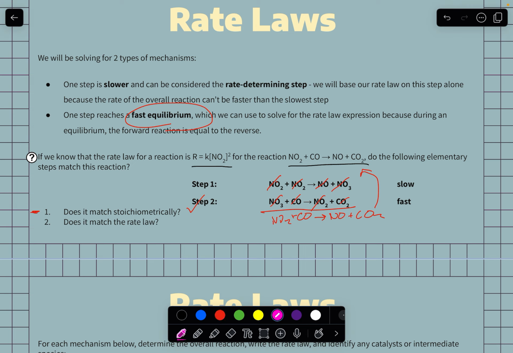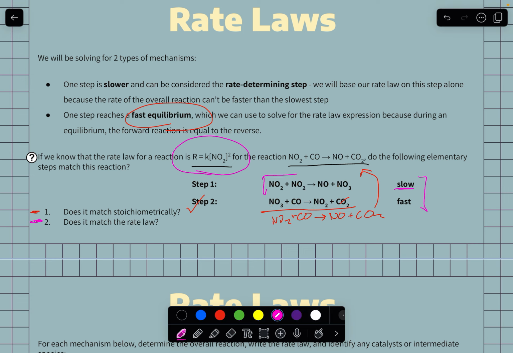Okay, then does it match our rate law? So does it match our rate law here, the R equals k[NO2]^2? So for that, we're going to look at our steps. We have a slow step and a fast step. If we have a slow step and a fast step, and these arrows are just going in one direction, then we're just going to look at the slow step. So our slow step here, the reactants, let me erase it so it's easier to see.